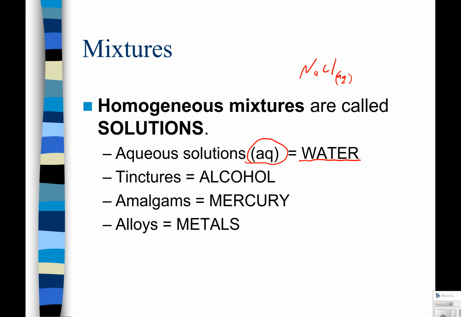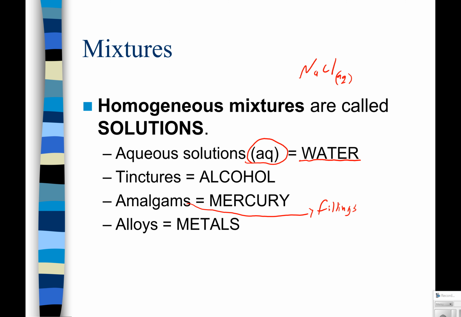Tinctures are solutions, again homogeneous because it's a solution, where something is going to be dissolved in alcohol. An amalgam, these used to be, I don't think they're really used too much anymore, as fillings in your teeth. So mercury is going to be used to dissolve a different metal, and then we get an amalgam, and that was used to put into cavities in your teeth as a filling. It'll solidify, and they seal and work very well as fillings in your teeth.